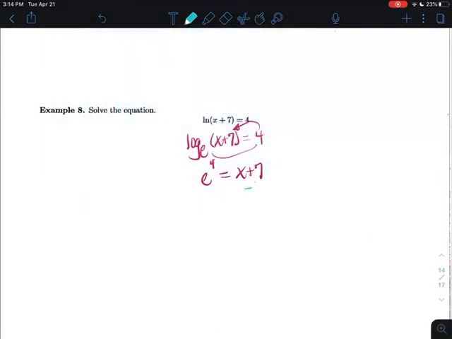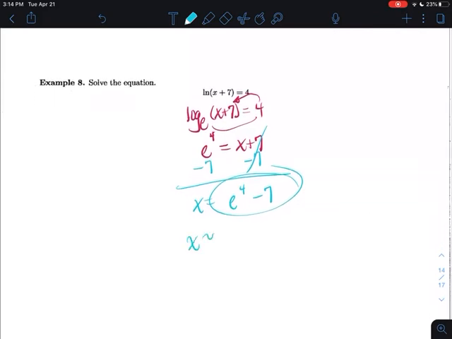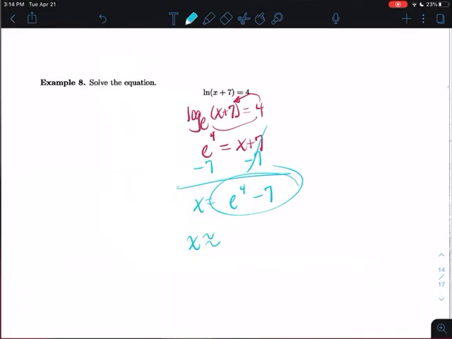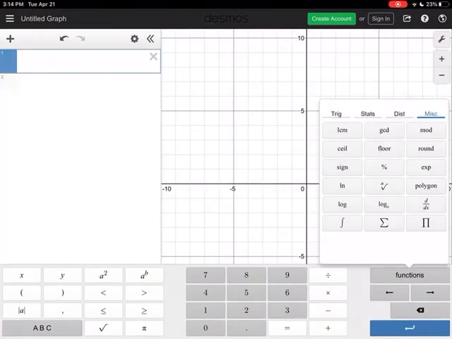My goal is to get x by itself, so I want to get rid of this plus 7. I'm going to subtract 7 from both sides. So x equals e to the 4th minus 7. That's the exact answer. And I want to get the approximate answer. I can just put this into my calculator and get the decimal approximation, e to the 4th minus 7.